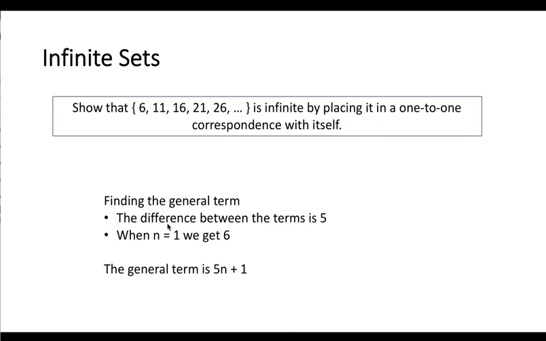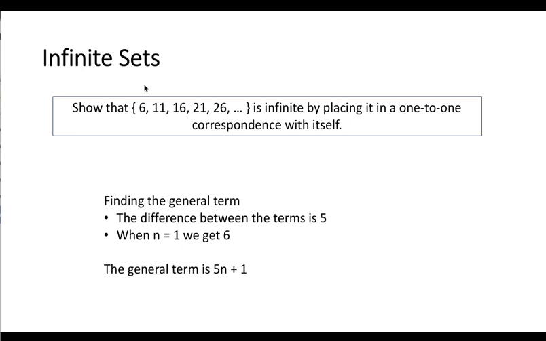Now, a lot of students have trouble with that general term. So the general term here is 5n plus 1. Let me give you a little help on how I got that. What's the difference between each of these terms? 6 plus 5 is 11, 11 plus 5 is 16. I mentioned that before. So the general term is going to be 5n, and then we're going to add or subtract some number to get the term.